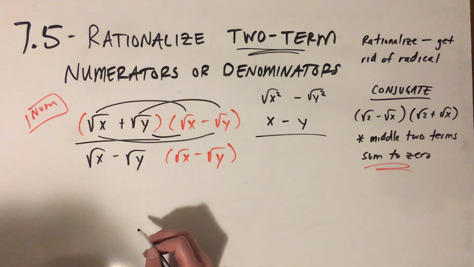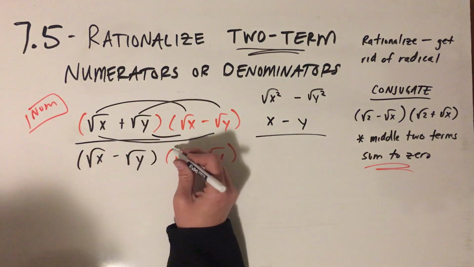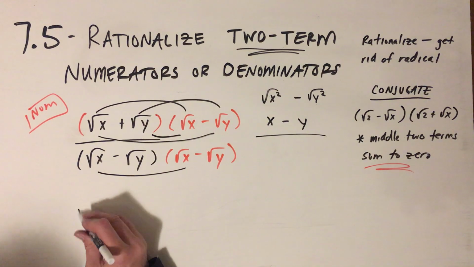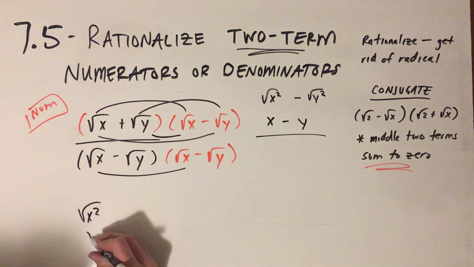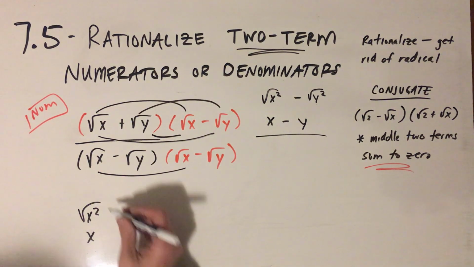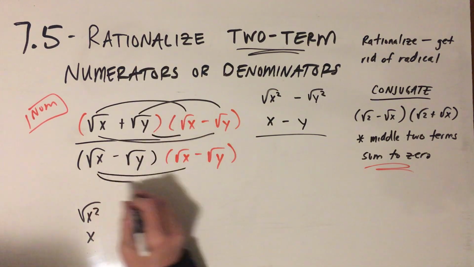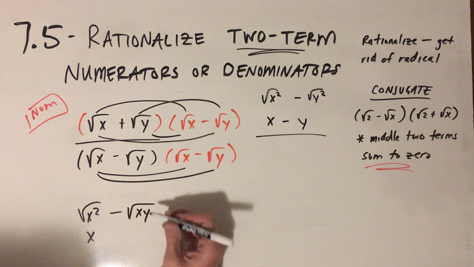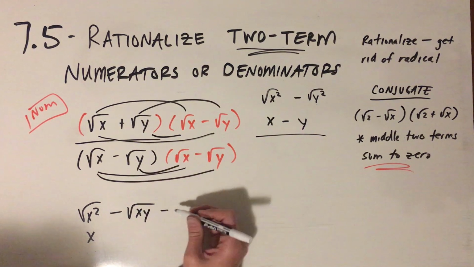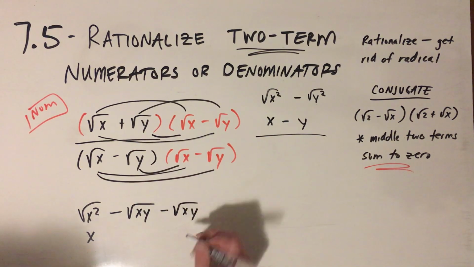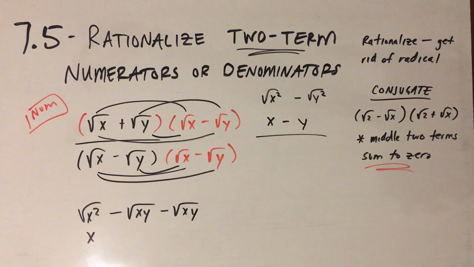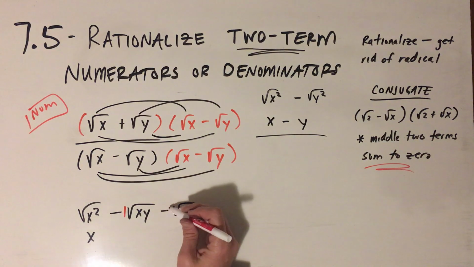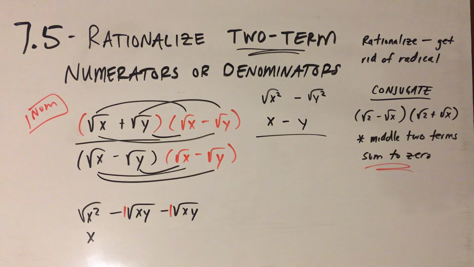But what do I have on the bottom? Well, when I go and FOIL this, I get the square root of x squared, which is x. Okay, and then I'm going to do my outer, which is a negative square root of xy, and the inner, which is another negative square root of xy. These are not going to sum to 0. There's two of them, because these are not opposite signs. They're the same sign. So I'm going to have two of these.